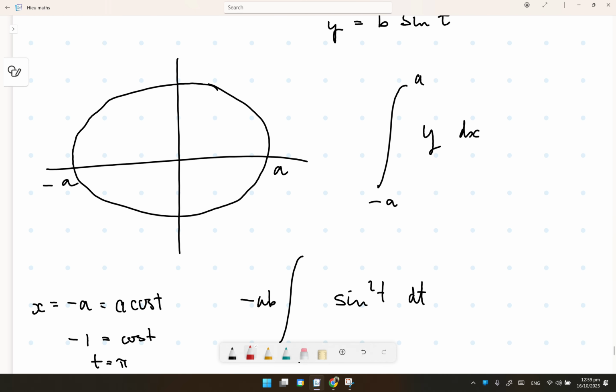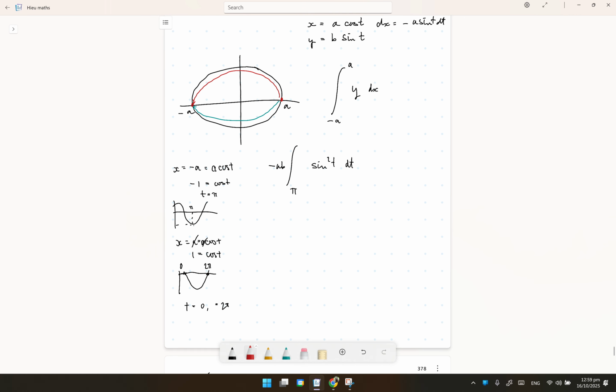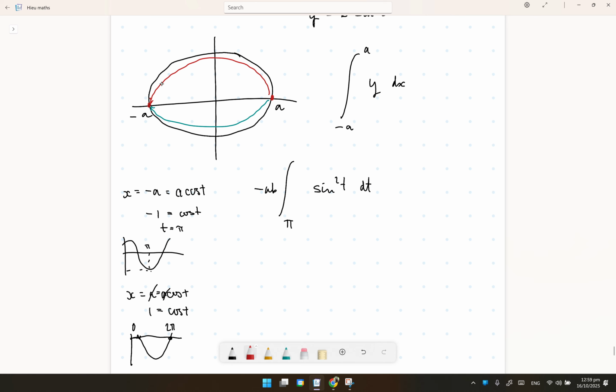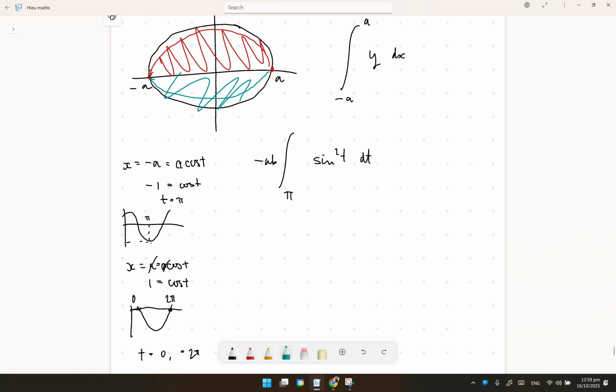Let's imagine that pi to 0 would give us this one, and pi to 2 pi would give us this one. So we can see how we have to choose one of the limits, and that will give us half of the equation, or half of the area. If we take the red area, then it is this, or if we take the green area, it'll be this. Whichever the area is, we're going to have to multiply by 2.